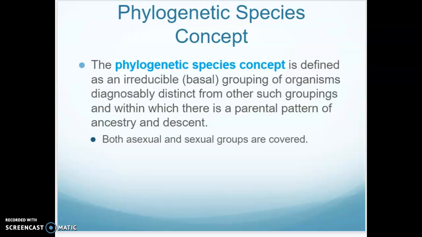Last one is the phylogenetic species concept. This is good like the evolutionary one too. They define a species as an irreducible grouping of organisms distinguishably distinct from other such groupings within which there is a parental pattern of ancestry and descent. So again, both asexual and sexual groups are covered.